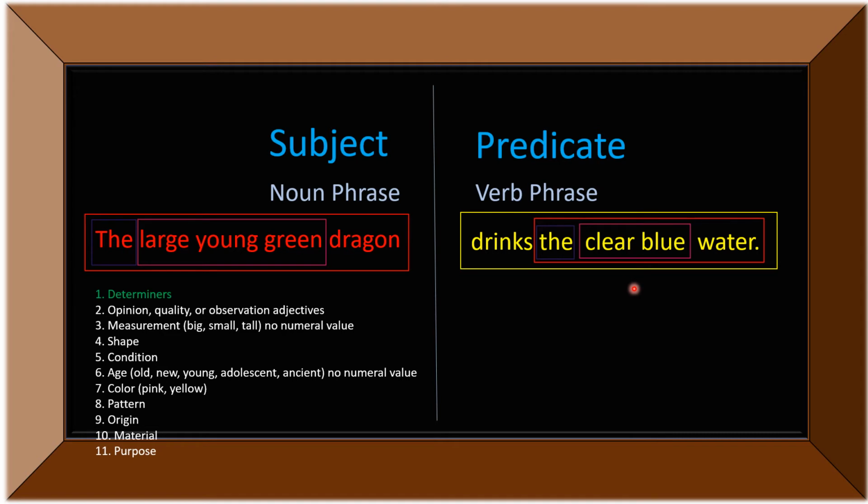Clear and blue is the adjective phrase. Even though they both are telling you the color, remember, quality goes in front of color, and we talked about that in the last lesson. And then we have water. Well, water is an uncountable noun, concrete noun, and a common noun. And of course, we end a declarative sentence with a period.